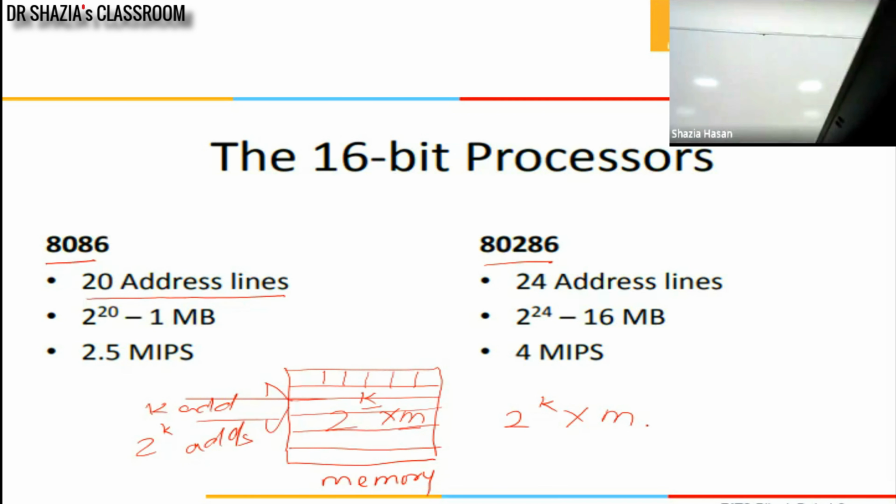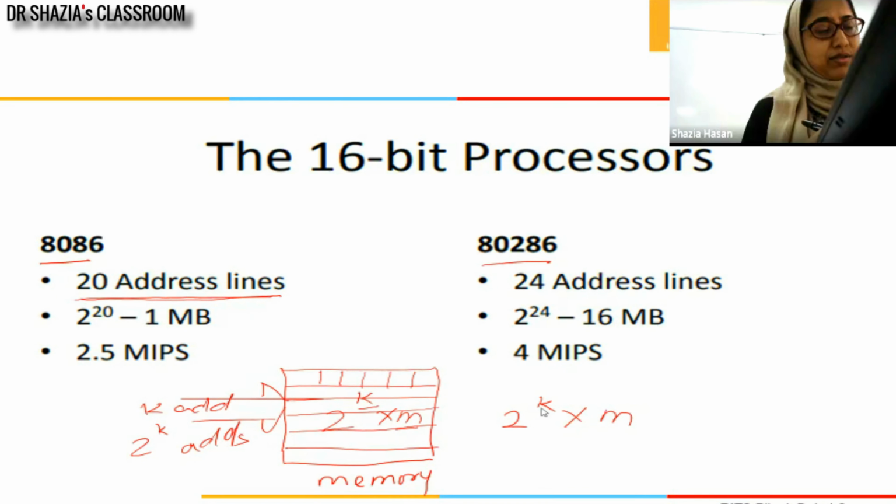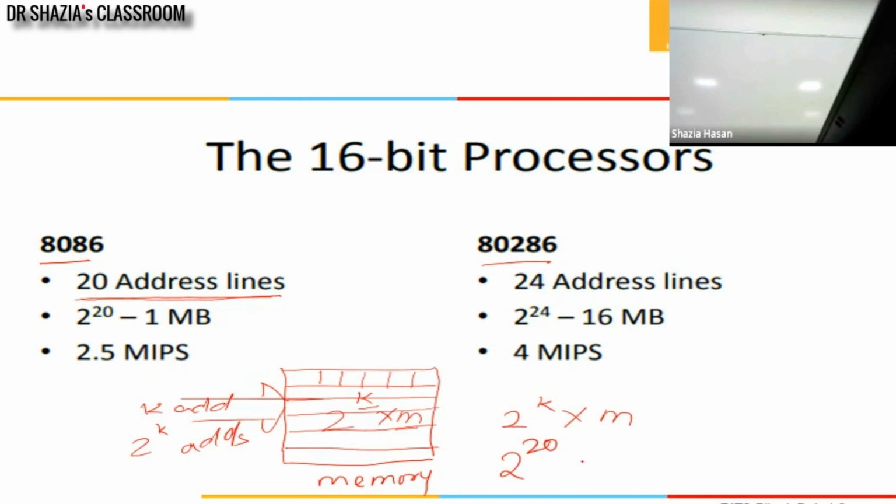So here k represents the address lines. If I say my 8086 has 20 address lines, what will be the maximum size of memory which 8086 can support? K is 20, which means 2 to the power 20. Now next comes m. Here 2 to the 20 is 1 mega. Now 1 mega bits or bytes or nibbles depends on how the memory is organized: whether memory is bit organized, that means each address has 1 bit of information, or nibble organized, that means each address has 4 bits of information, or byte organized.